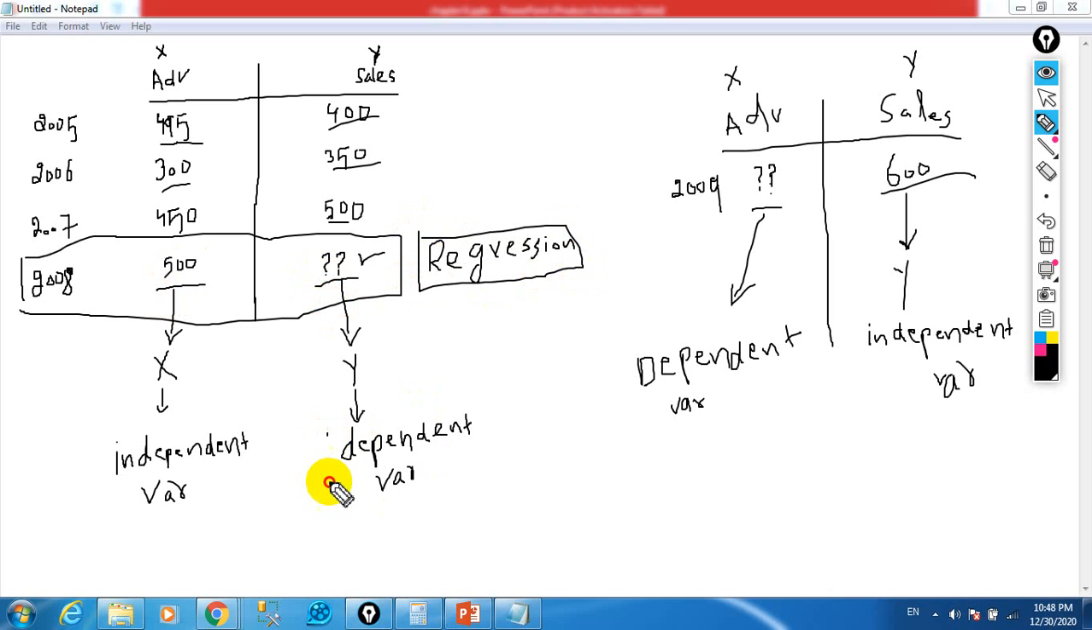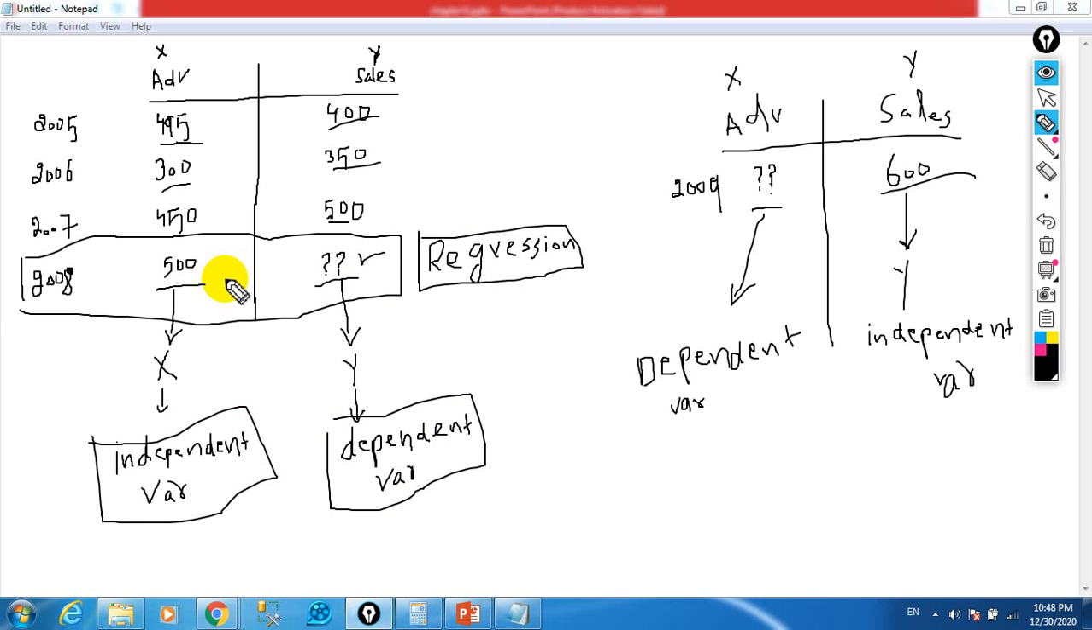Okay, and when do we have the dependent variable and when do we have the independent variable? The dependent variable is the variable whose value we are going to find. The independent variable is the variable whose value is given to us, and it does not depend on the other variables. So this is simple regression. Now the second one is multiple regression. What is meant by multiple regression?